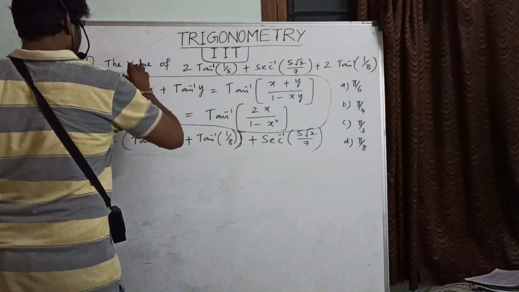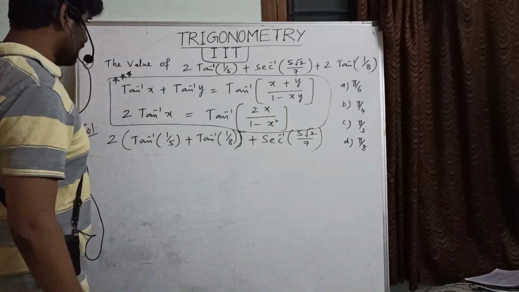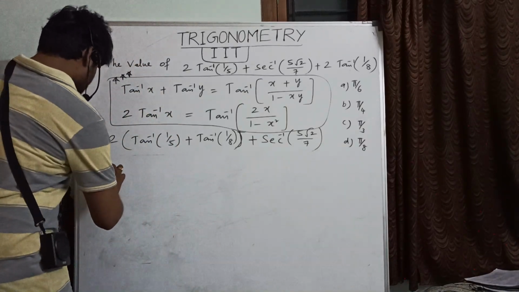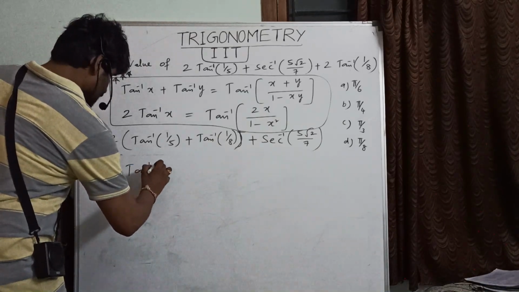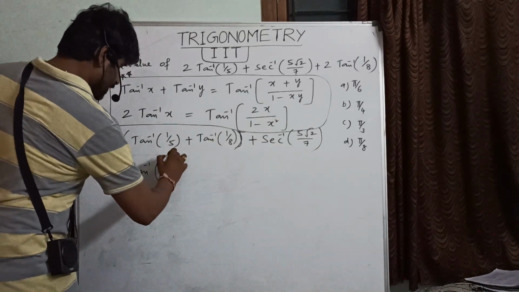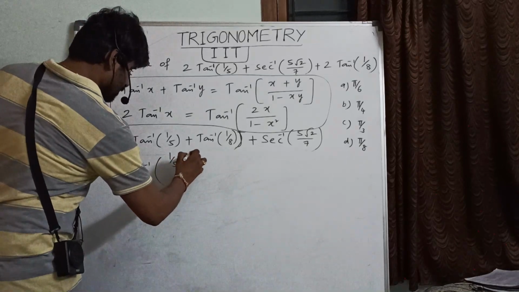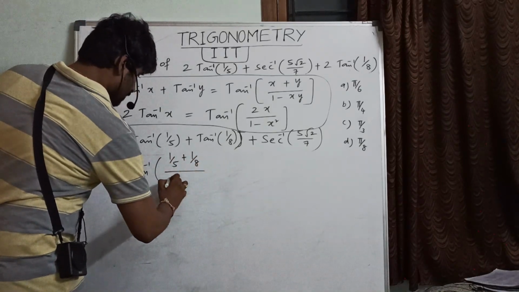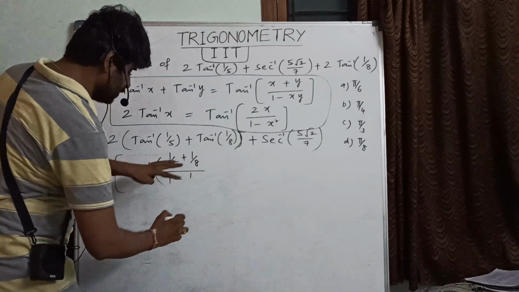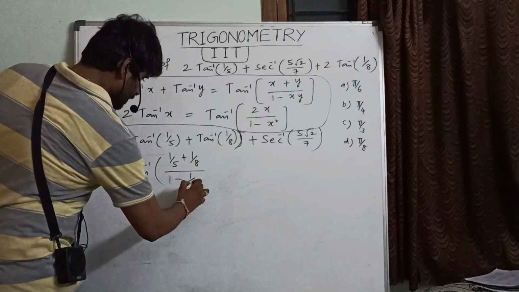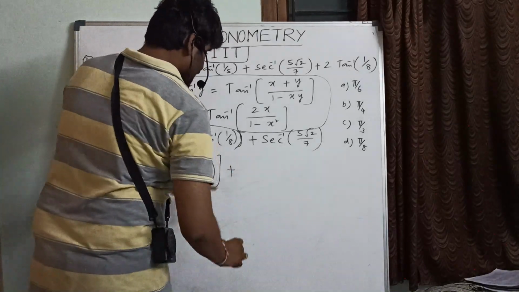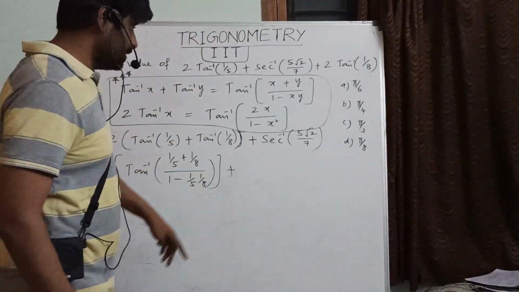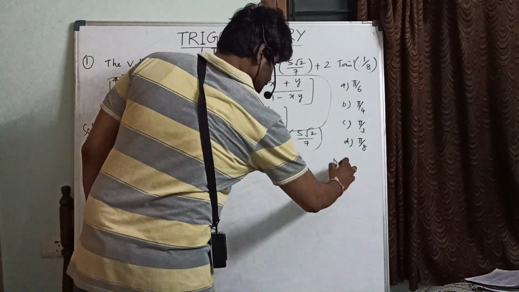So let us go for simplifying the given expression. See here, 2 into tan inverse of x plus y, 1 by 5 plus 1 by 8, by 1 minus 1 by 5 into 1 by 8. Okay, 1 by 5 into 1 by 8. Correct? So now secant inverse we can write in terms of tan. How? By making a triangle. It's very easy.